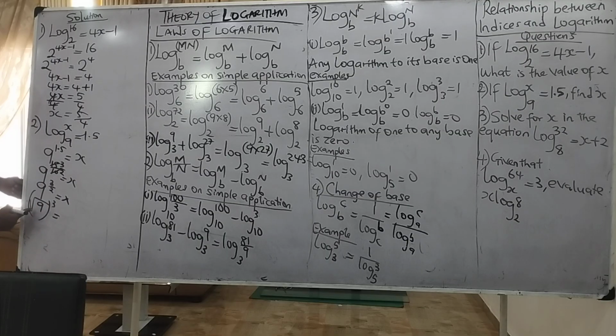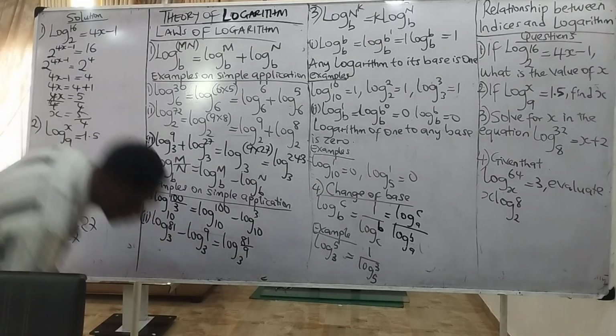So let us simplify first. What is the square root of 9, which is 3? So we have 3 raised to the power of 3, which means 3 times 3 times 3, which is 27. Therefore, our x is equal to 27. And that is the answer there.